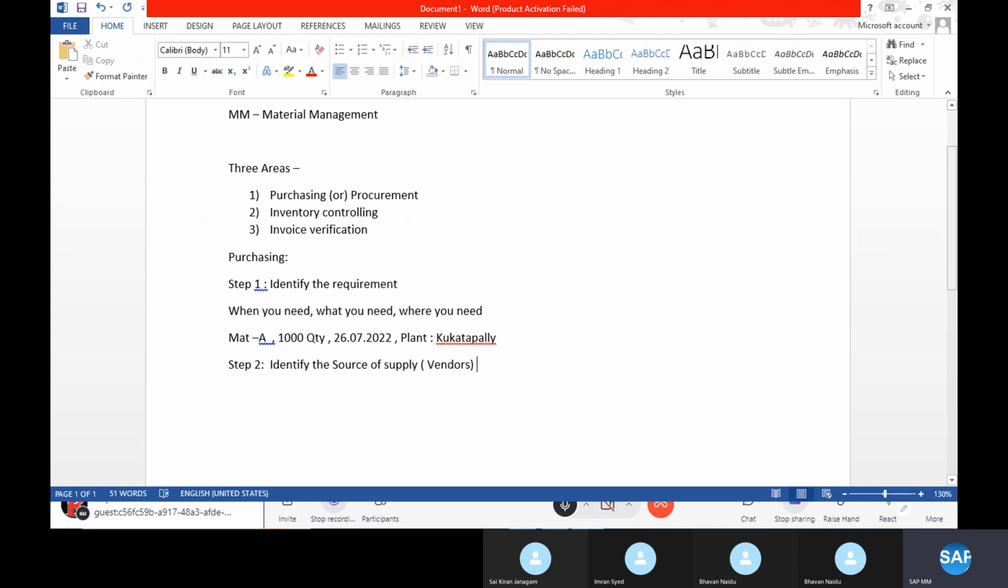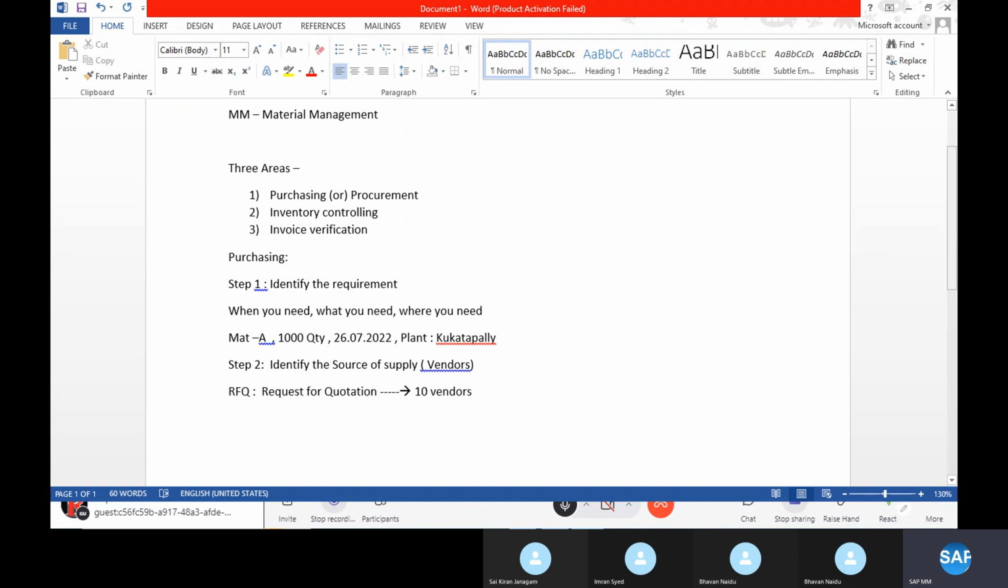And again, I need to consider the bidding price from that vendor. If I have 10 vendors, how can you choose the vendor? So I'm expecting a quotation from the vendor. For that, I'm sending an RFQ, a request for quotation. That means I have 10 vendors and I'm sending this request to all 10 vendors, and I'm expecting that, boss, please send me your quotation.